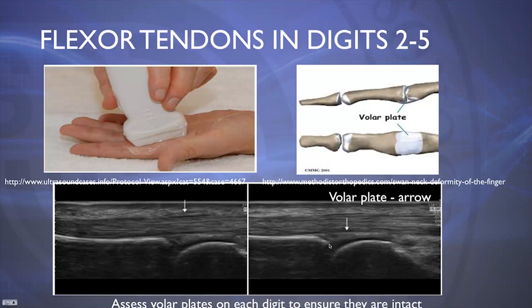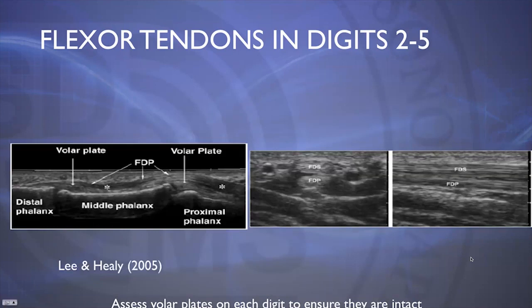And this is showing you again another image of the volar plates here. Here's proximal, middle, and distal phalanx. You'll see the volar plates are located in both of these locations here. And then showing you where the superficial and profundal flexor tendons are located in the fingers. You can see that the superficial tendon is on the superficial aspect, and the profunda is going to be deep.